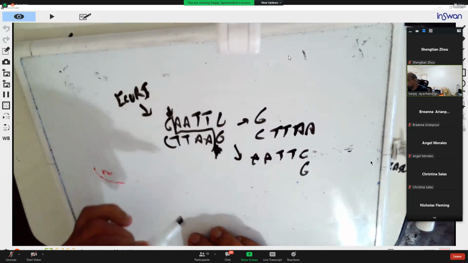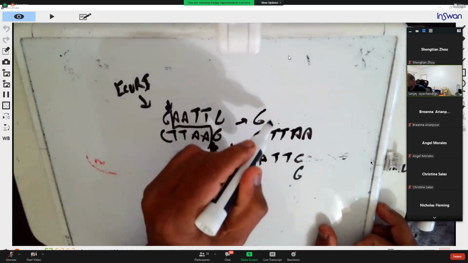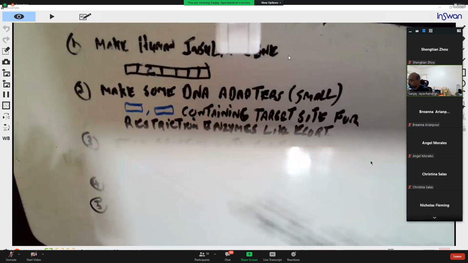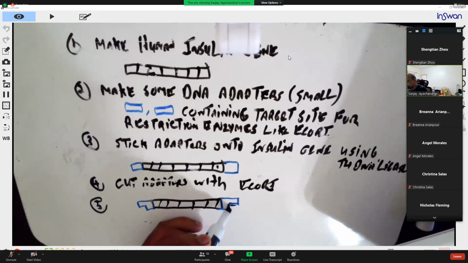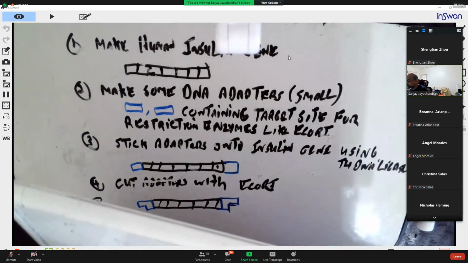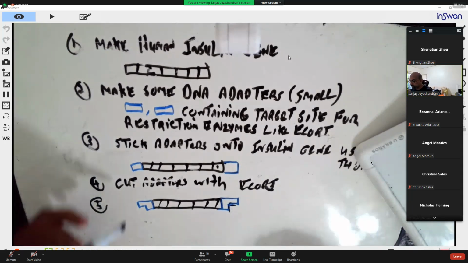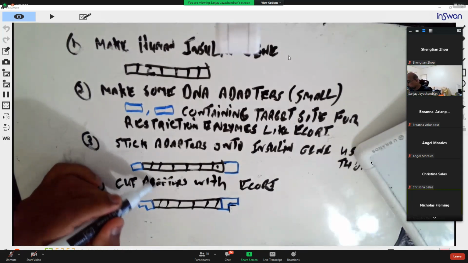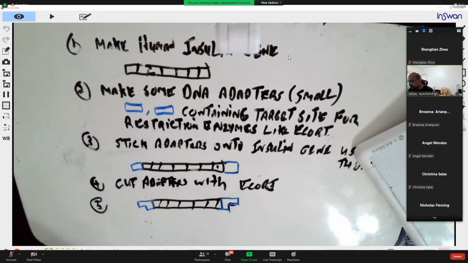Those are my two pieces. So notice these are L-shaped, right? That's what these are here. Same thing. Right, so these are these. Are we good? Yes. Okay. These are adapters, okay?